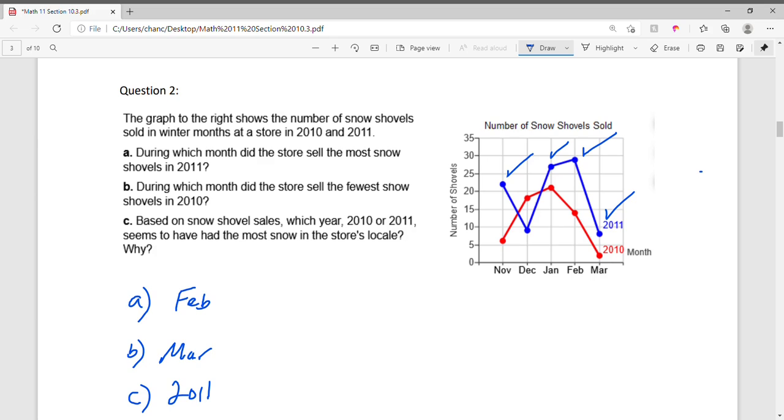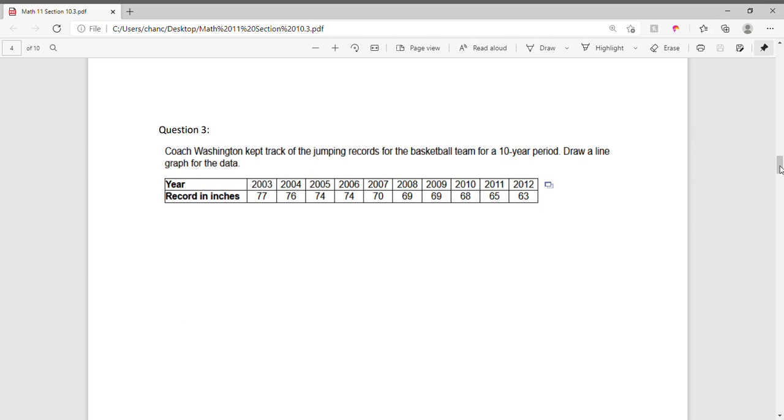Question 3. Coach Washington kept track of the jumping records for the basketball team for a 10-year period. Draw a line graph for the data. Notice we have a table here, and you could click this double rectangle here so that you can upload the values into Excel.